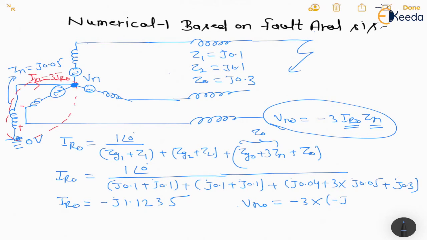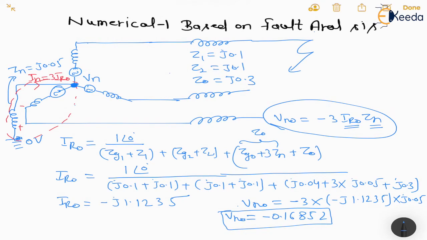So putting this value in the given equation, Vn0 is minus of 3 into IR0. IR0 we have calculated as minus J into 1.1235, into Zn, which means J0.05. So Vn0 value will be equal to minus 0.16852.